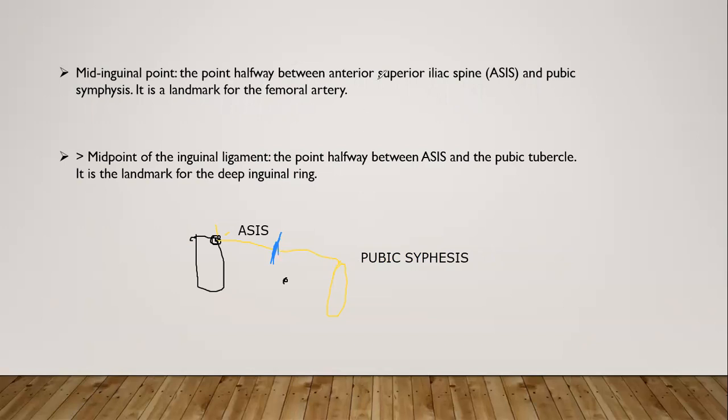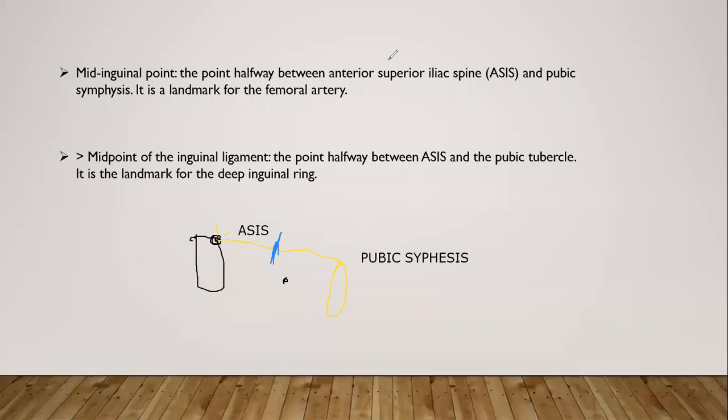So whenever you are palpating or you want to feel for the pulse of the femoral artery, you just estimate the point halfway between the anterior superior iliac spine and the pubic symphysis. That is known as the mid-inguinal point. And then you have got the midpoint of the actual inguinal ligament. These 2 terms confuse us a lot.